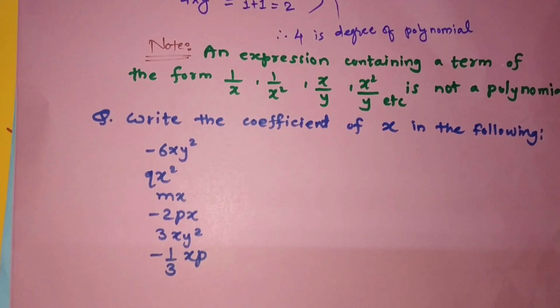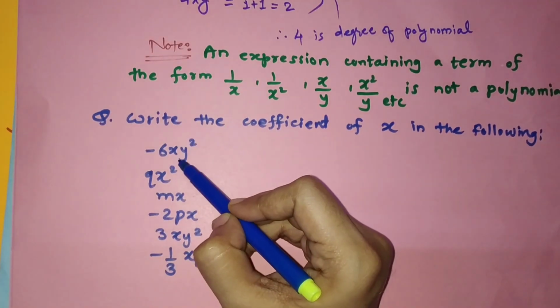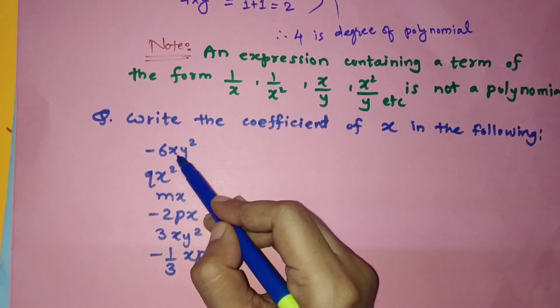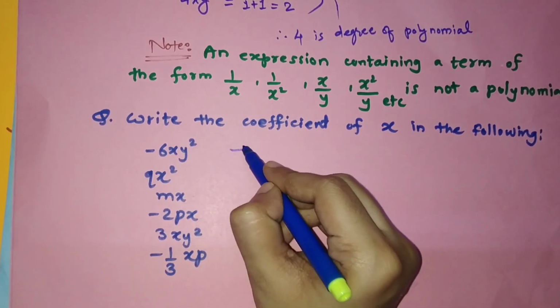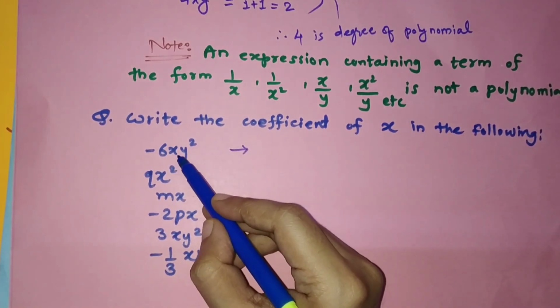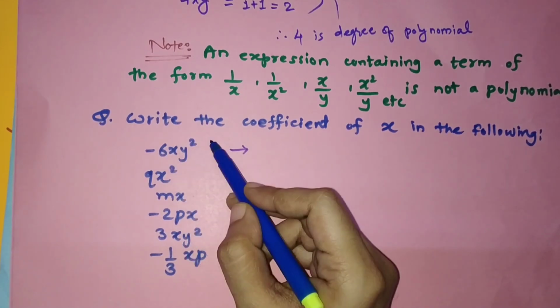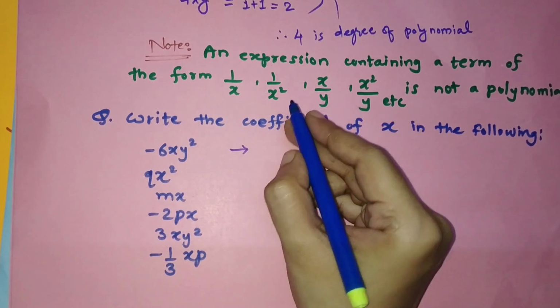So now here we have to write down the coefficient of x in the following cases. So friends, you can see there we need to find out the coefficient of x. As you can see, these are all monomials, single terms, so minus 6xy square. So if we find out the coefficient of x, here x is multiplied by minus 6 and y square. So what is the coefficient here?